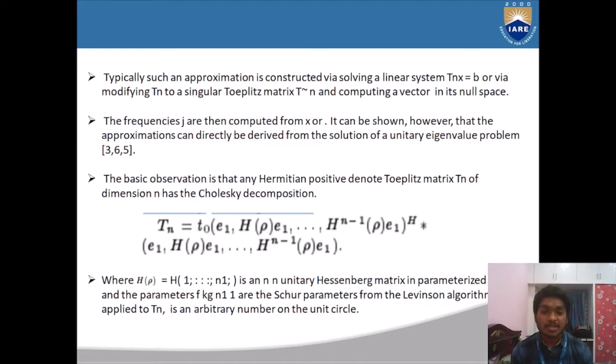The basic observation is that any Hermitian positive definite Toeplitz matrix T_n of dimension n has a Cholesky decomposition in terms of a matrix H(ρ). Here H(ρ) is an n by n unitary Heisenberg matrix in parameterized form, and the parameters in 1 to n minus 1 are the Schur parameters from the Levinson algorithm applied to T_n, with ρ an arbitrary number on the unit circle.